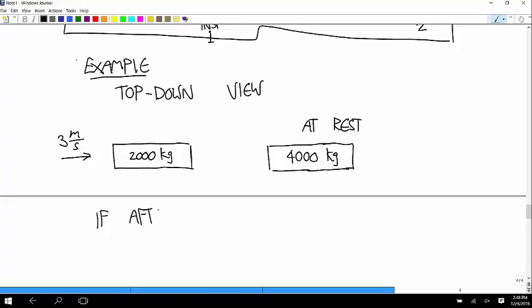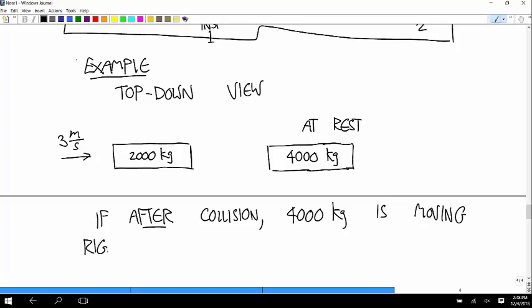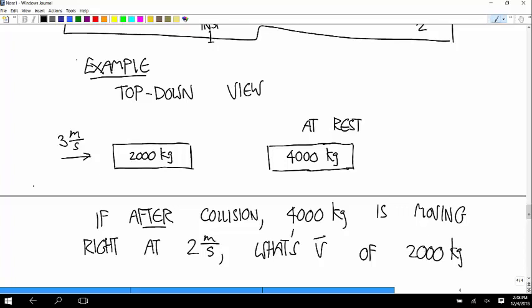If after the collision, the 4,000 kilogram train car is moving to the right at 2 meters per second, what's the velocity vector of the 2,000 kilogram car after the collision?